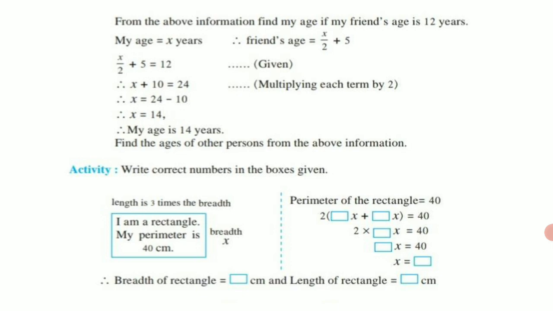Find the age of the person from the above information. Write the correct information in the boxes given. Length is 3 times the breadth. I am a rectangle. My perimeter is 40 cm. The breadth is x. The perimeter of the rectangle is equal to 40. 2 into (x plus 3x) is equal to 40. Therefore, x is equal to... if we solve this, we can calculate the breadth and length of this rectangle.